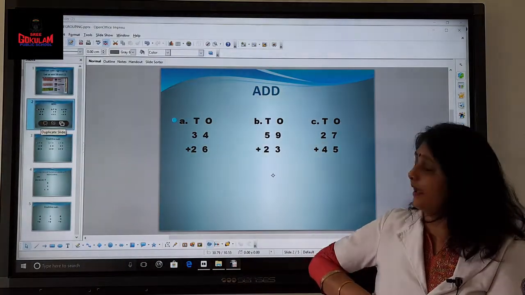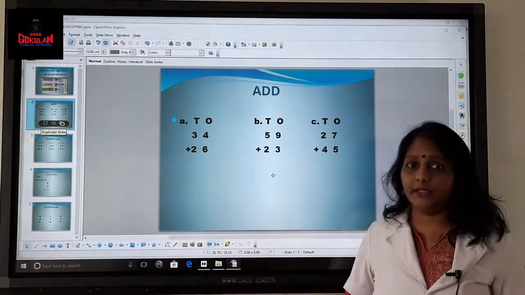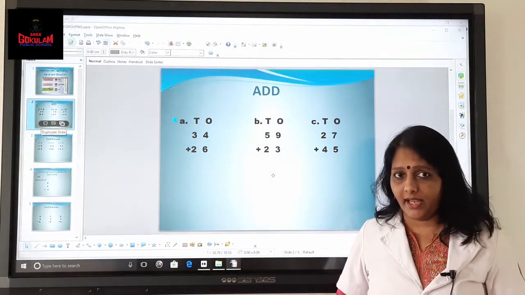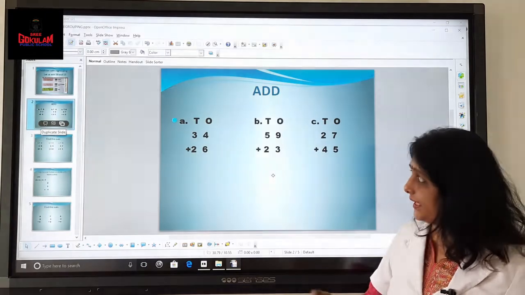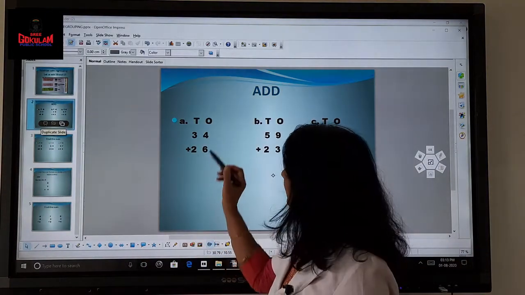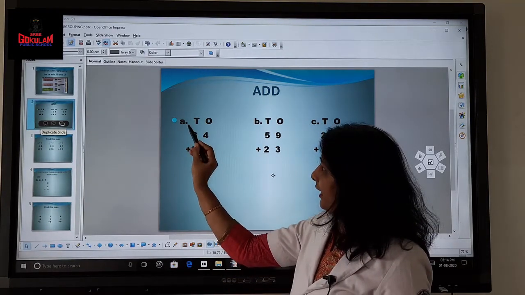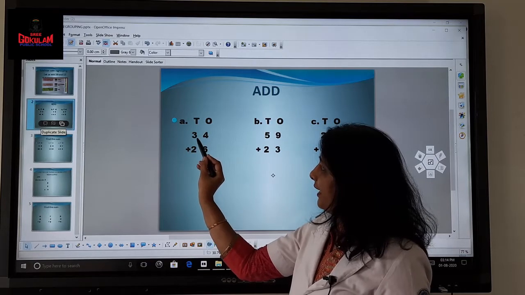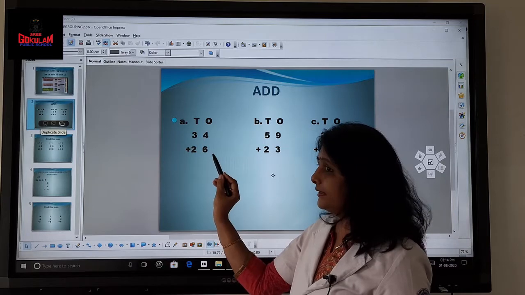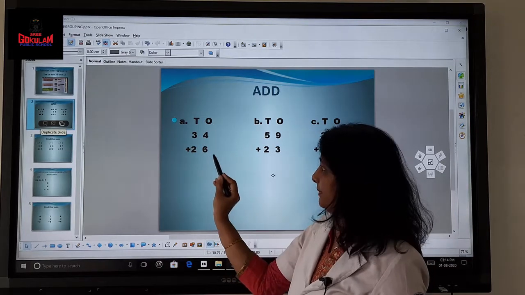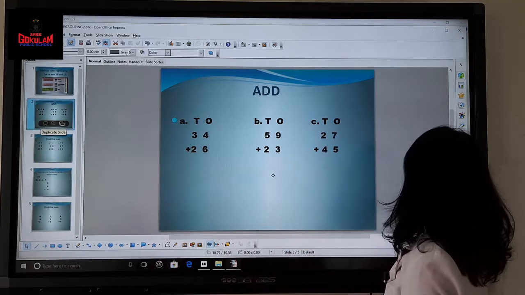Yes, add. How to add this? Always remember what I told. When we start adding, start from the ones place. So, let us add. Question A, the numbers to be added: 34 and 26. Let us start adding from the ones place. So, 4 plus 6, what is 4 plus 6?